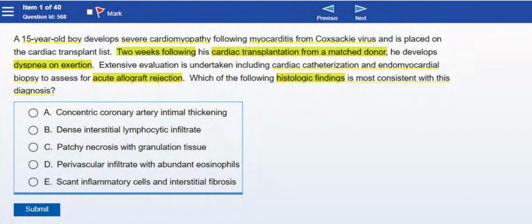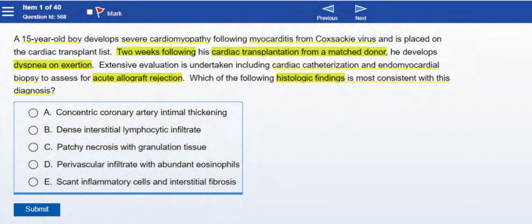Option A, concentric coronary artery intimal thickening. Option B, dense interstitial lymphocytic infiltrate. Option C, patchy necrosis with granulation tissue. Option D, perivascular infiltrate with abundant eosinophils. Option E, scant inflammatory cells and interstitial fibrosis.